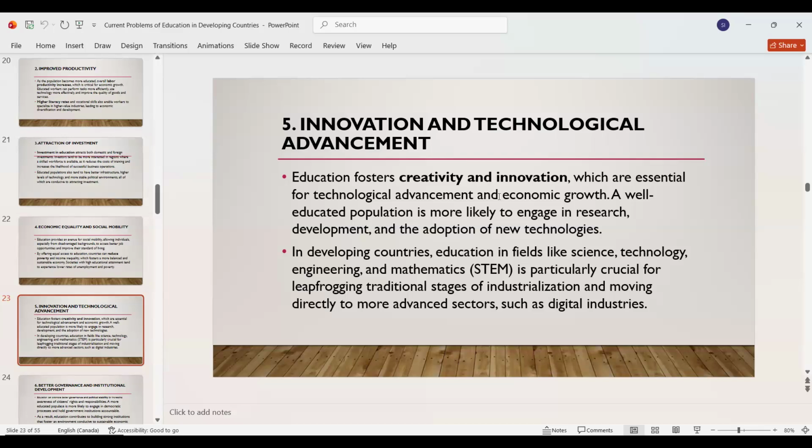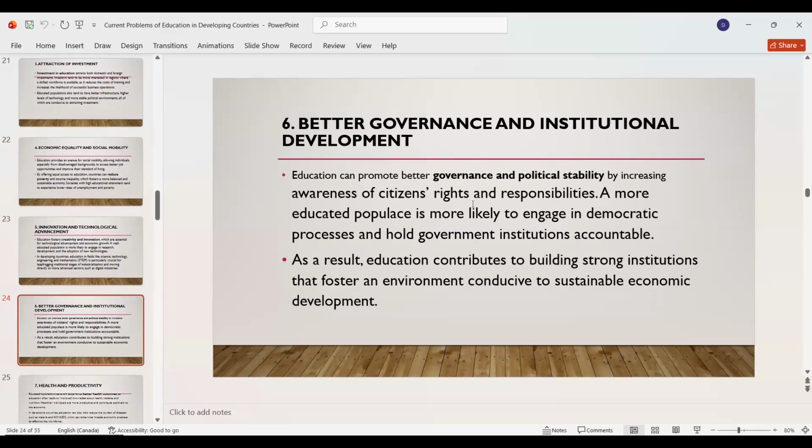For developing countries, education in fields like science, technology, engineering, and mathematics is particularly crucial for leapfrogging traditional stages of industrialization and moving directly to more advanced sectors such as digital industries. So education is the basic, and better governance and institutional development. So education can promote better governance and political stability.